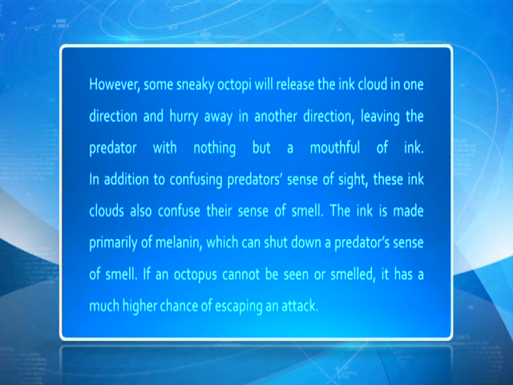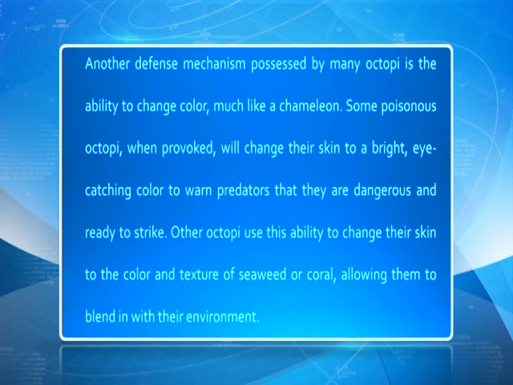In addition to confusing predators' sense of sight, these ink clouds also confuse their sense of smell. The ink is made primarily of melanin, which can shut down the predator's sense of smell. If an octopus cannot be seen or smelt, it has a much higher chance of escaping an attack. Another defense mechanism possessed by octopi is the ability to change color, much like a chameleon.